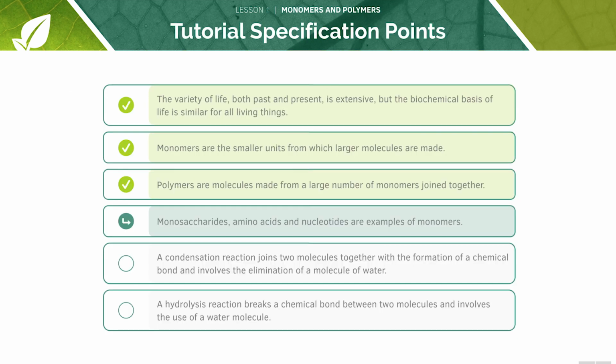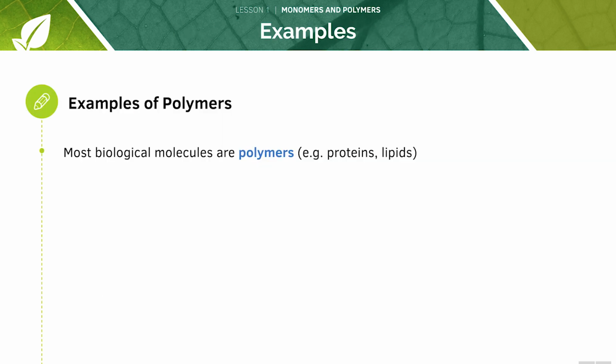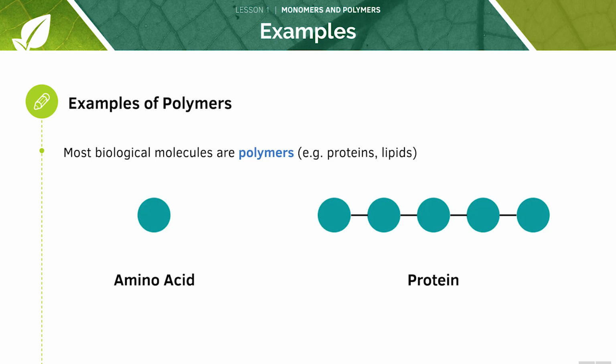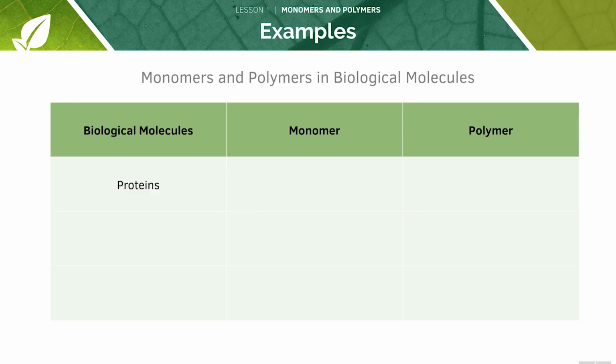Next, we will focus on some examples of monomers. You need to learn 3 key monomers. An example is amino acids making up proteins. Let's fill in this table to fill in the key ones you need to know. We'll start off with proteins, which are made up from amino acids. They make up the polymers known as polypeptides.